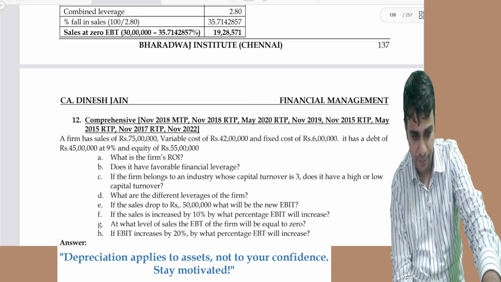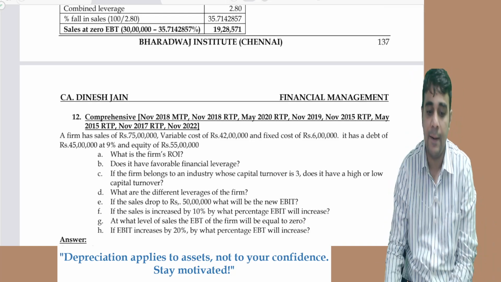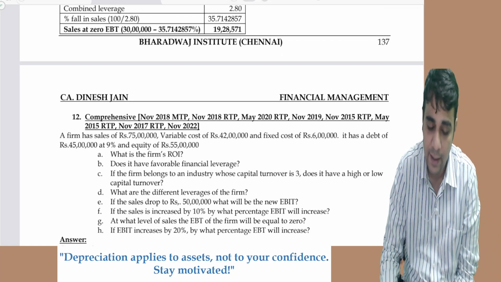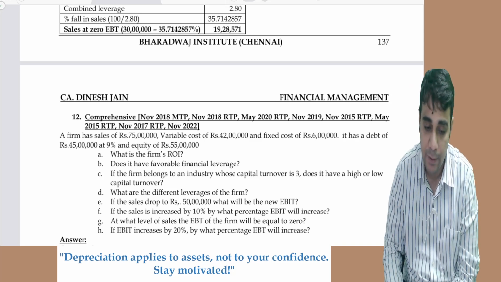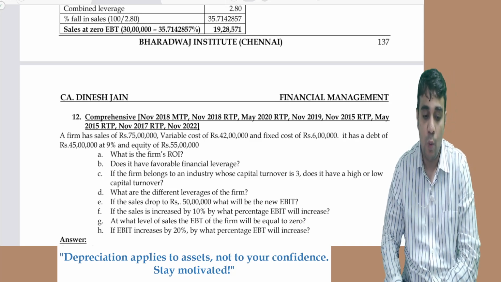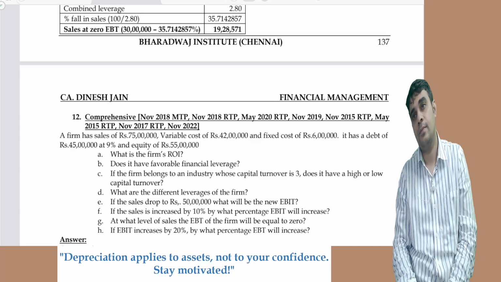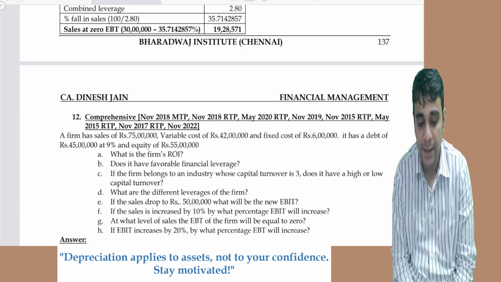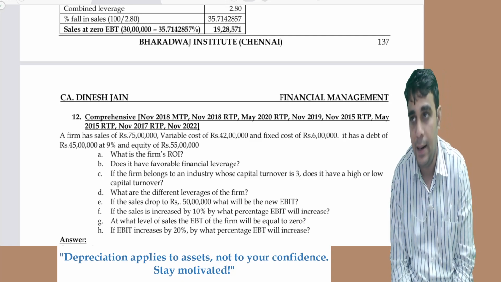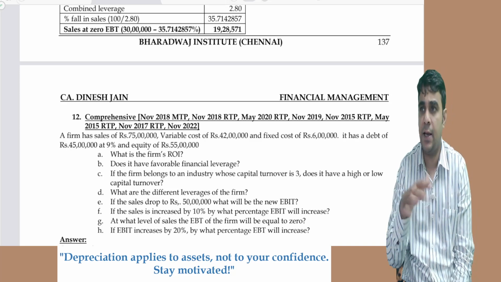Let's do 12. A firm has sales of 75 lakh, variable cost of 42 lakh, fixed cost of 6 lakh, debt of 45 lakh at 9%, equity of 55 lakh. What is the firm's ROI? What is the formula for ROI? EBIT divided by capital employed. Tax data is not there. Does it have favorable financial leverage? I'll explain this as we proceed.